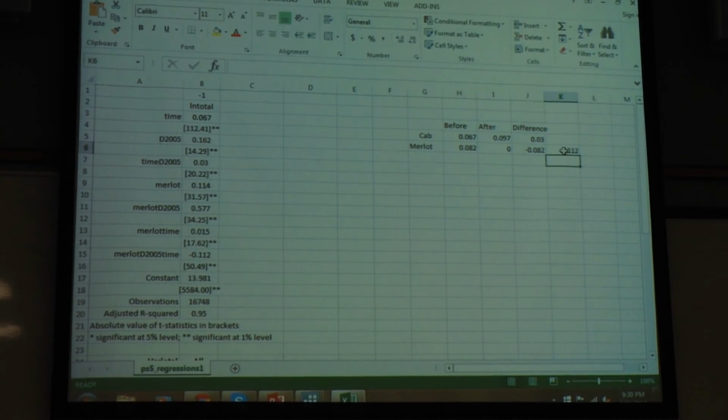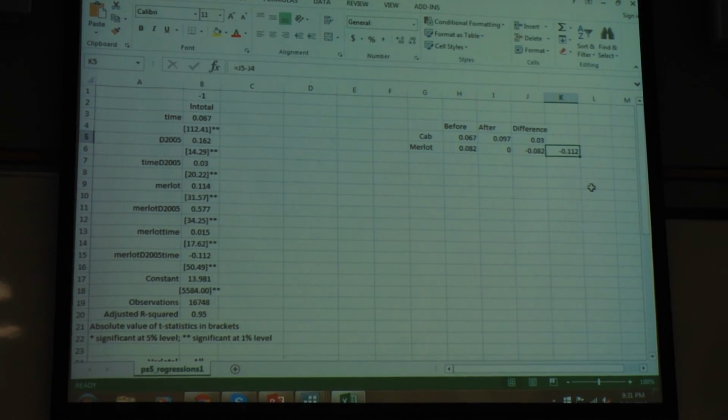What did I just do? I took the difference of the difference in growth rates from before and after, right? And that tells us the difference in the growth rate of the treatment group after the treatment relative to the difference in the growth rate of the control group after the treatment. And we said that was which coefficient? Beta 7. Is that beta 7?